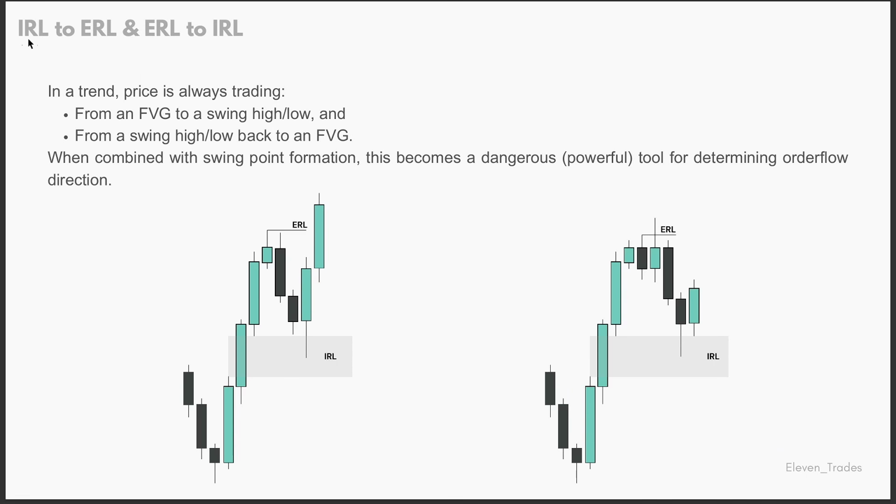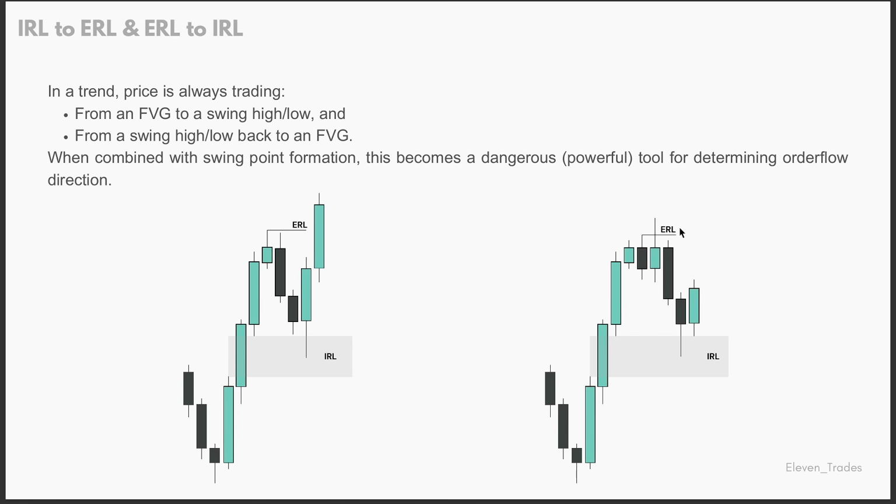The next component is the internal range liquidity and the external range liquidity. The internal range liquidity means the fair value gap, and the external range liquidity means the swing high or swing low. In a trend, the price is always transitioning through these two. The price is retracing into an imbalance, a fair value gap, and then reaching back towards the external high. This is how the trend is forming: higher high, higher low, higher high, higher low, retracing, expanding, retracing, expanding.